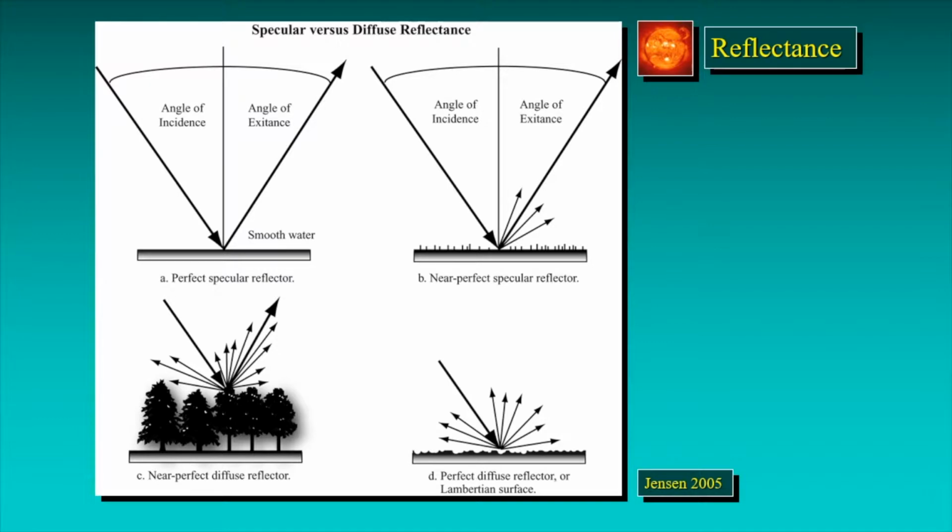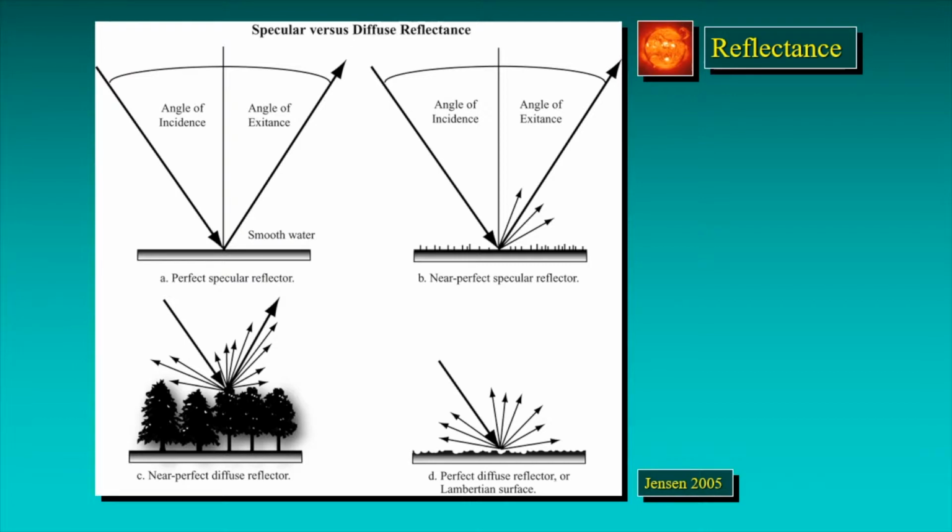So in this diagram, we see the case of a perfect specular reflector in the upper left-hand corner, whereby the angle of incidence exactly equals the angle of exidence, and it's basically acting kind of as a mirror type of surface.